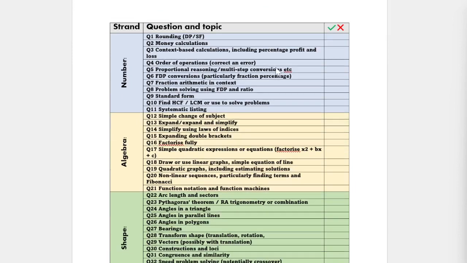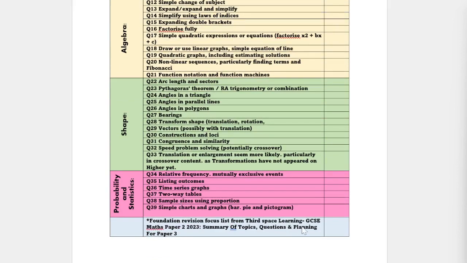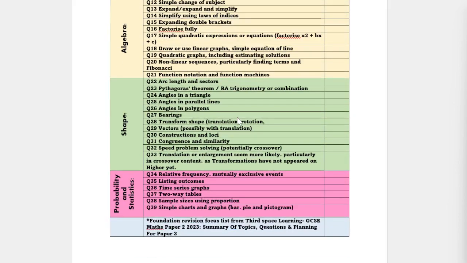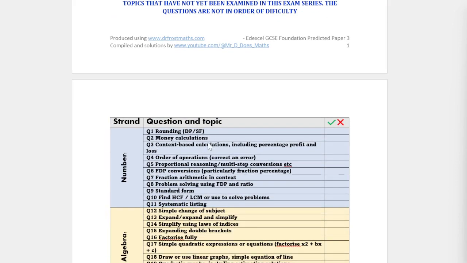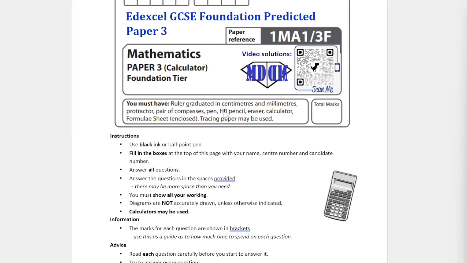What I did was I took the Third Space Learning hot topics, so you can check out their resources, Third Space Learning. They produce quite a detailed summary of topics that have hit on paper 1 and paper 2, and they produce this kind of hit list for the foundation. And then I used Dr Frost Maths, and I did a question search for each of the topics, and I put together questions based around those topics. Dr Frost Maths, fantastic revision website. They produced a really good higher paper, and I hope you enjoy this foundation paper.